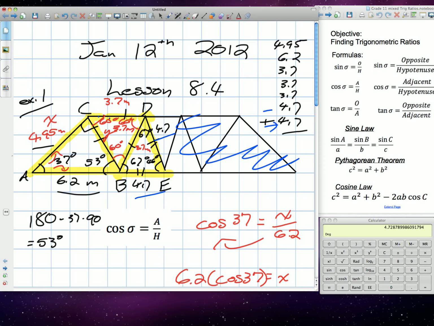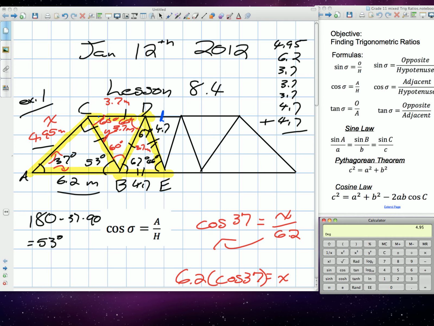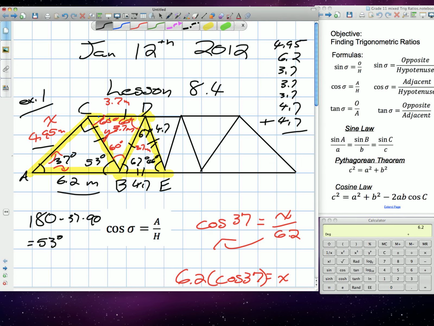That would have been a good point. We also would have had to solve this then, though, because that one doesn't repeat. So we add up all of these. 4.95. Did you get it? What is it, Anderson? 31.65 meters. So that's how much material they need to build this part of the truss.